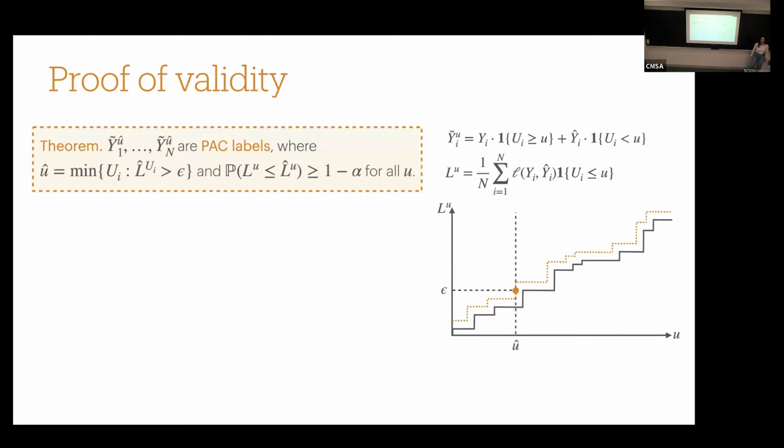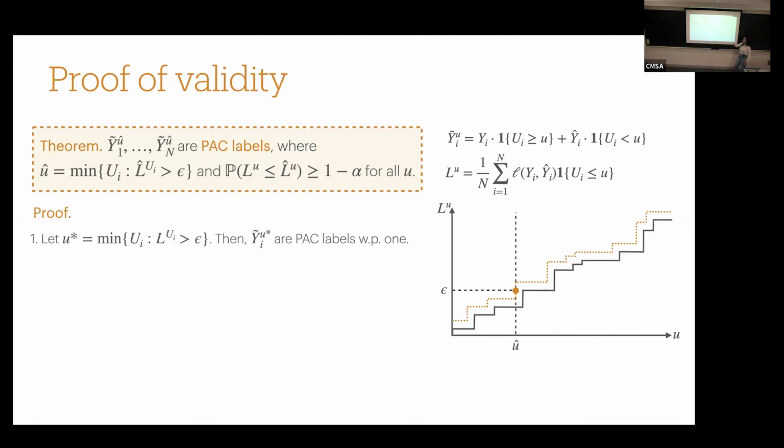And that's actually related to what we talked about yesterday in our working group. Okay, so I have my valid upper confidence bound, and I'm going to pick the smallest u where this upper confidence bound exceeds epsilon. Okay, so here's the proof. It's, I think, 4 lines.